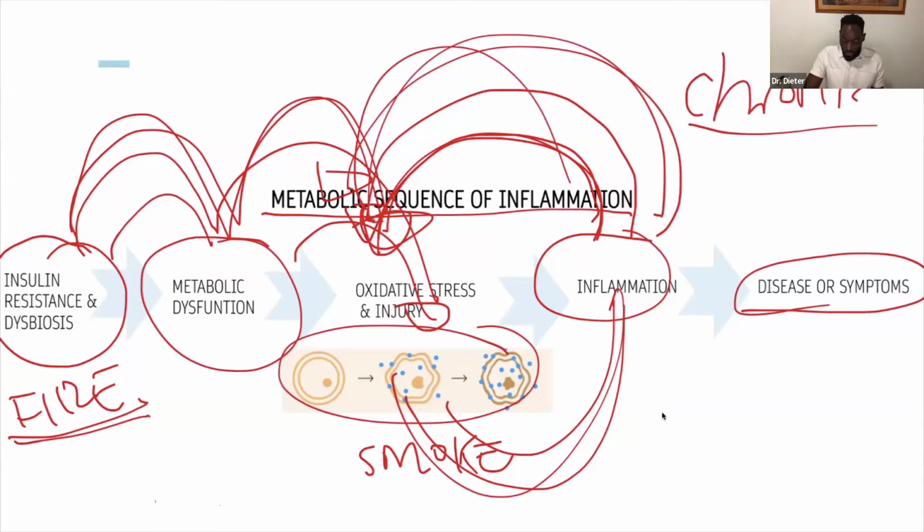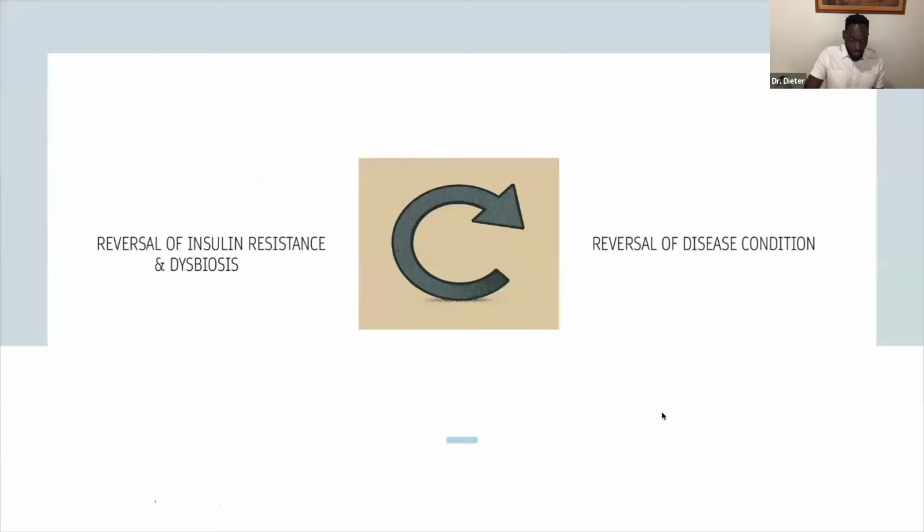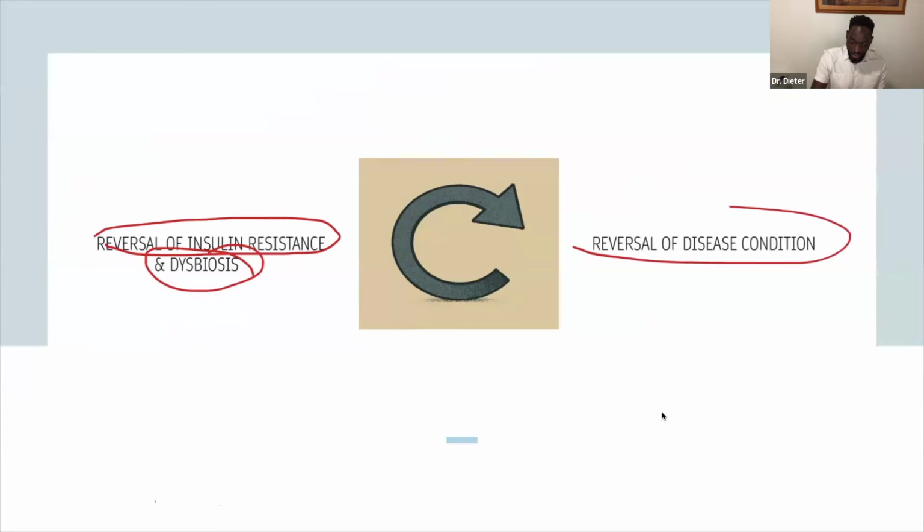symptoms that we have. Now, there is evidence that if you reverse these two things that sit at the helm of our modern day diseases, you could reverse the disease conditions. And I like to put it this way. If I'm driving in a car and that car runs out of gas, the car is going to stop. It has malfunctioned. That's the disease.